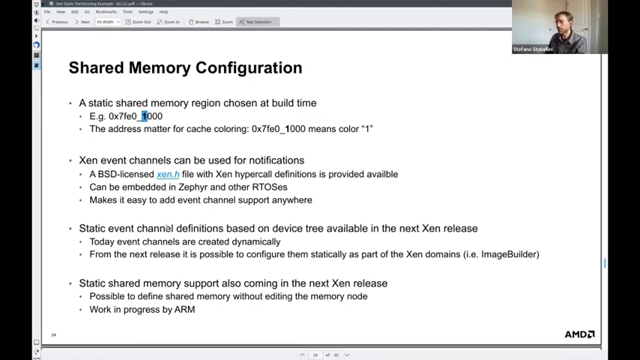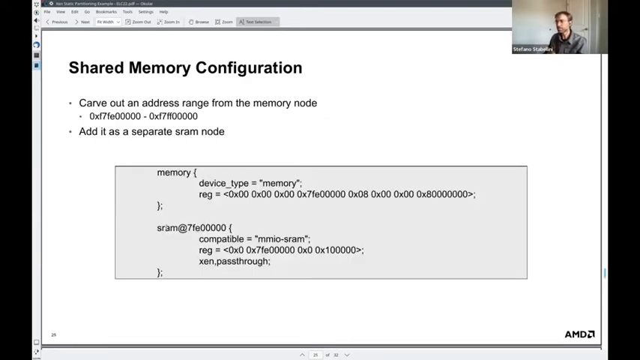We are working on, ARM is working on, a definition of event channel and shared memory that can be done at the image builder level, device tree level, before the system is started. That's going to make it even easier and better for you. But what I'm going to tell you now already works with the past Xen release.